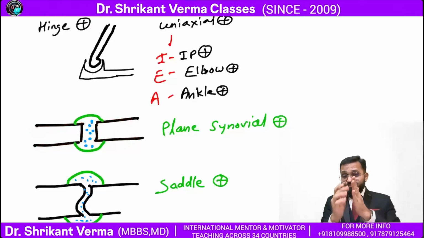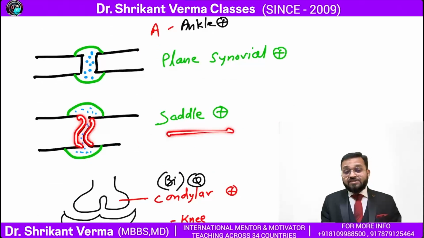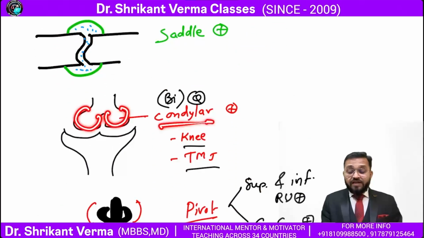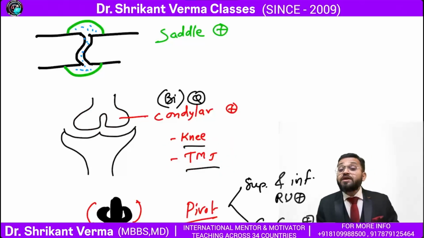Those having parallel articulating surfaces are plain synovial joints. When there is an S shape, this is the saddle joint. And when you see a round condyle, this is the condylar joint. Knee joint and the temporomandibular joint are classical examples of the condylar joint.